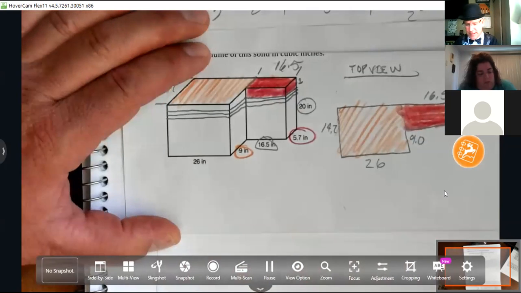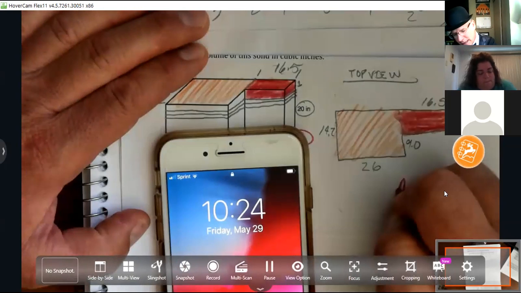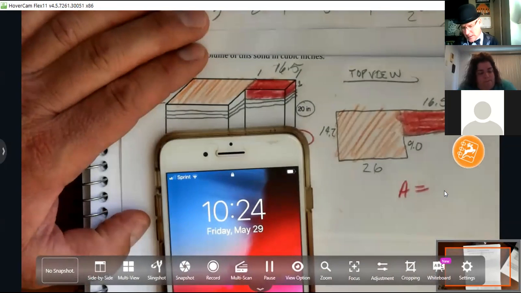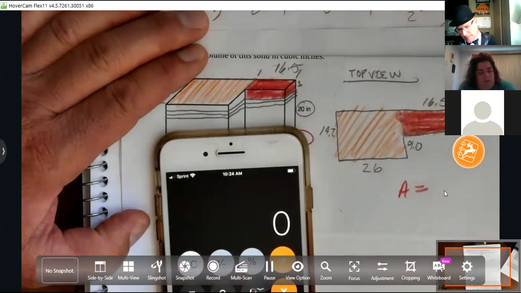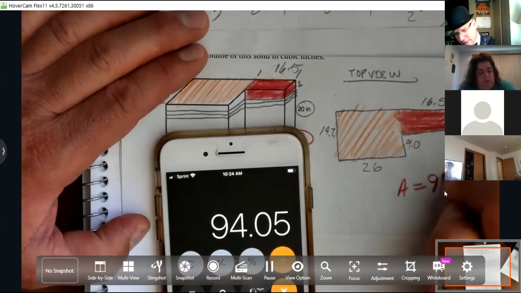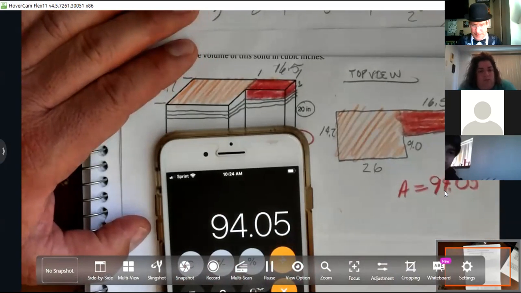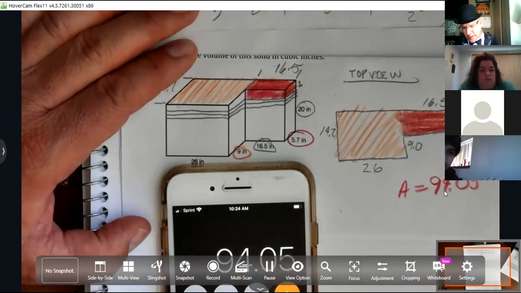So everybody take out your calculator. We're calculating the red area. The area of the red equals, who's the first person? Can somebody, if you get it, you can type it into the chat. So we got 16.5 times 5.7. That's 94.05. Sure is easy to do decimals on a calculator, isn't it? So 94.05. I'm going to hit clear.